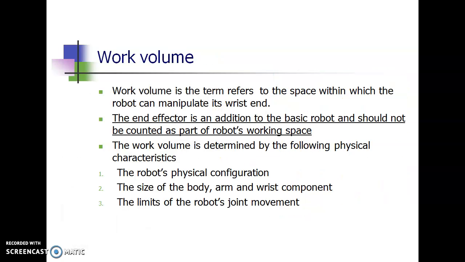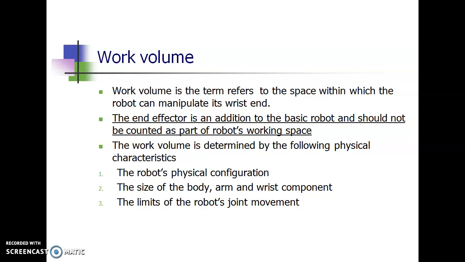The next specification is work volume. The term refers to the space within which the robot can manipulate its wrist end. The total volume of space in which the wrist end can be moved, the volume of space within which the wrist can reach, is what we call work volume.